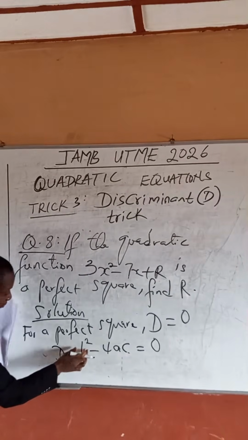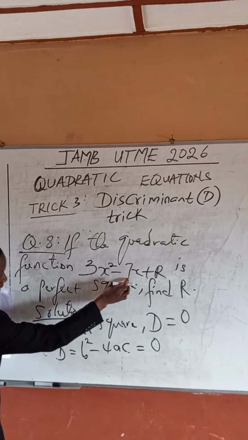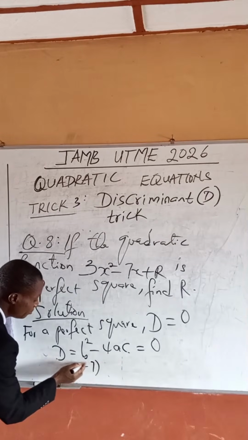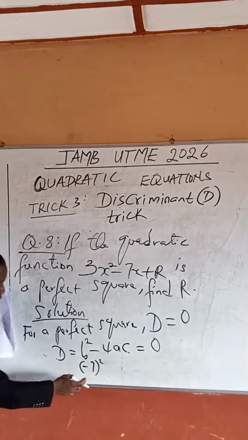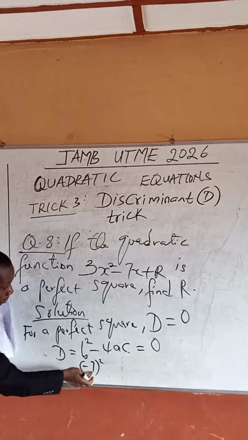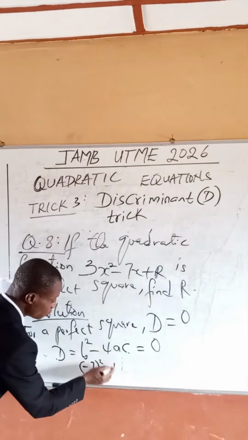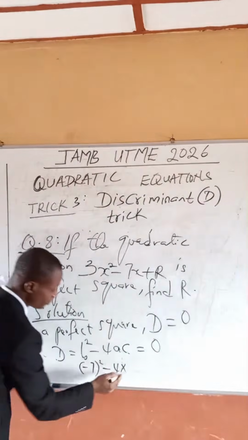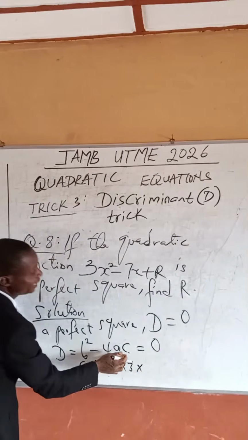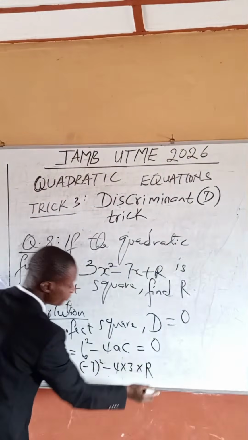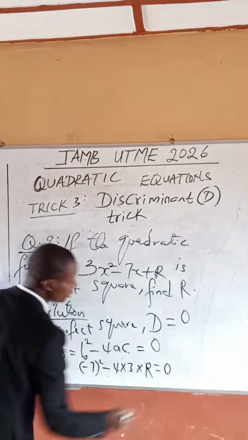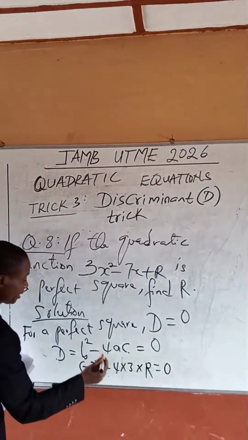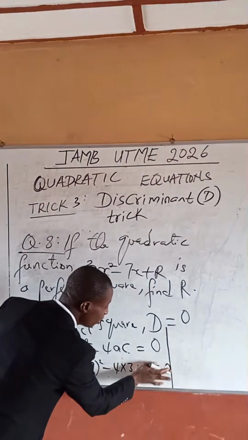So what is our b? Our b is minus 7. So we have minus 7, squared. Remember to square everything. Don't square only 7, square minus 7. Then minus 4 times a. What's our a? Our a is 3. So just put your 3 here. What's our c? Our c is r. And everything is equal to what? 0. That's the implication.